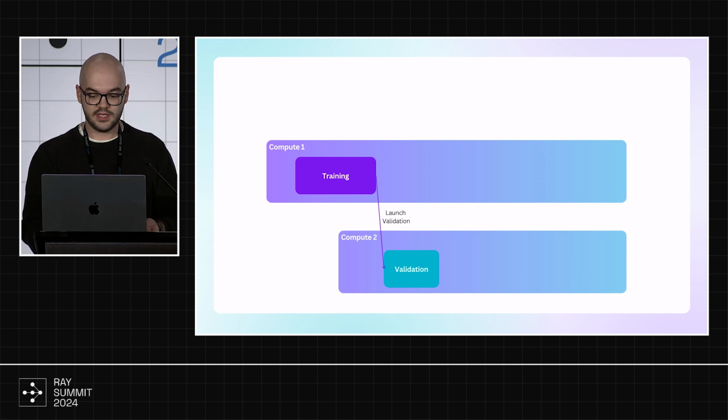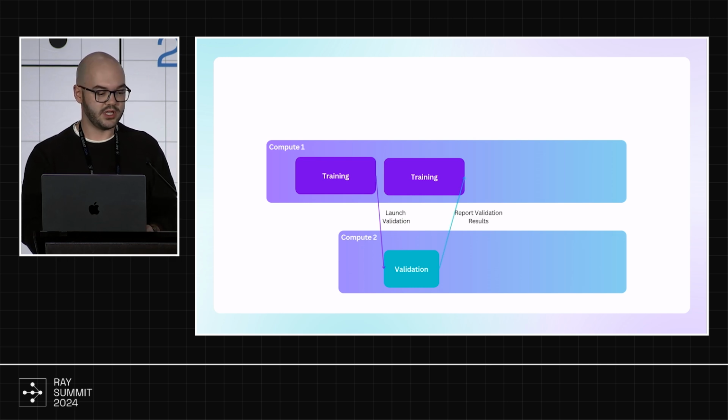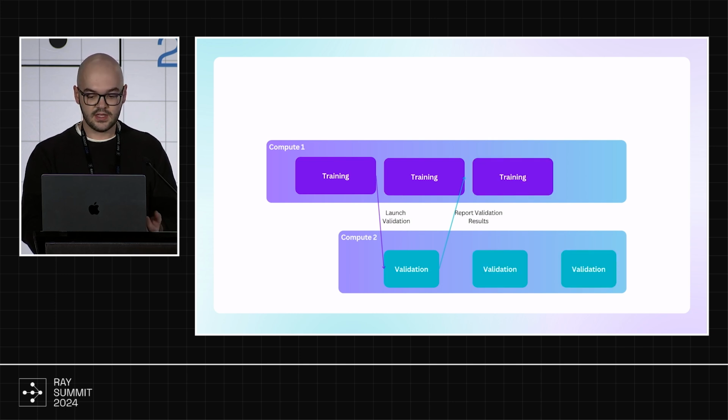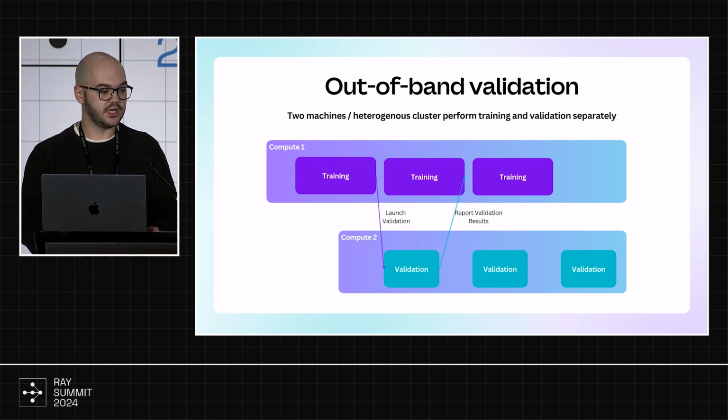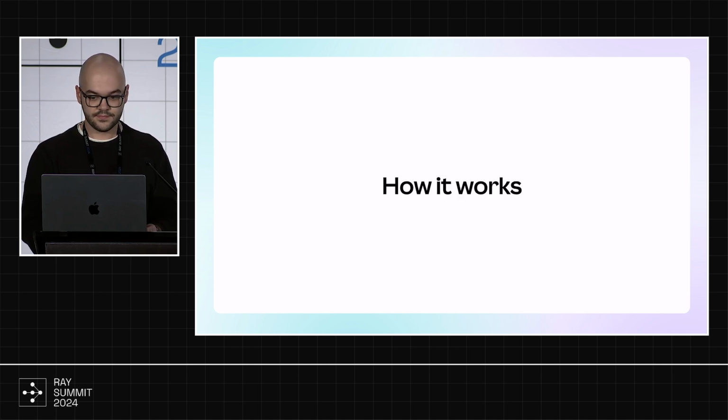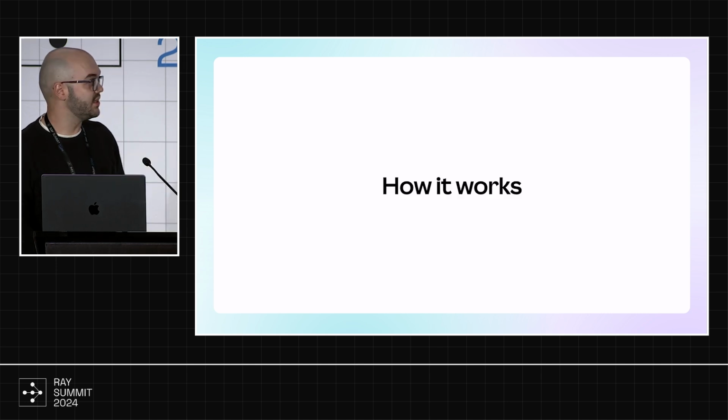And the nice thing here is training doesn't have to wait, so we can go to the next training step already. And once we are done with our validation step, we report back the validation results to the main training run. And then we repeat this process. This we call out-of-band validation, and it's a setup where two machines or a heterogeneous cluster can perform training and validation separately in parallel. And that was the basic idea.